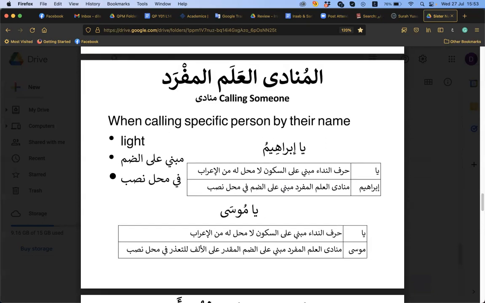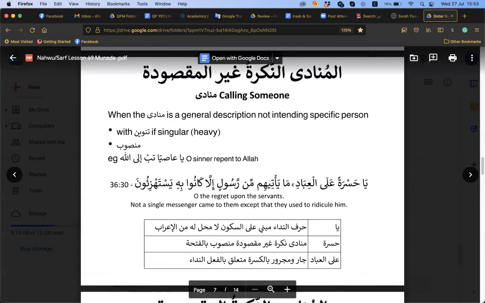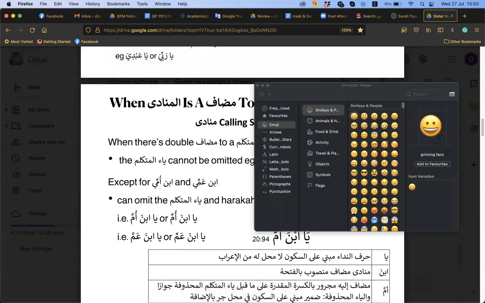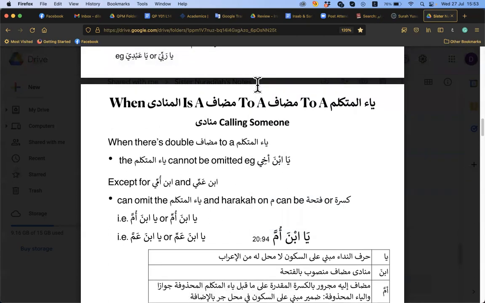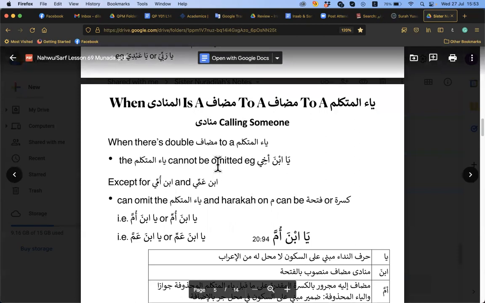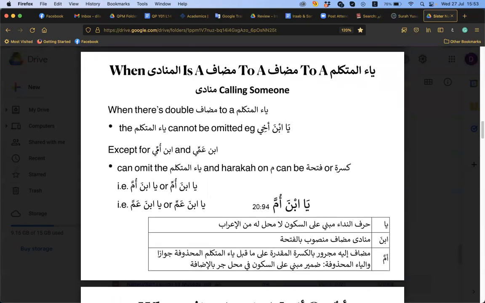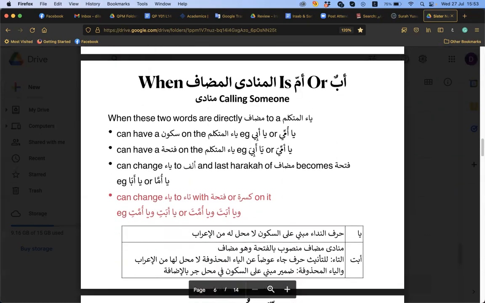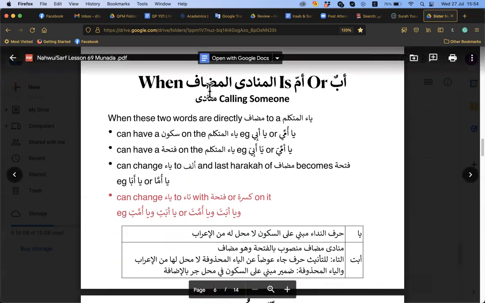But in this ayah, we have ya abati, which is a mudhaf actually, munada mudhaf. But it is a bit special. Here, when the munada mudhaf is ummi or abi, my mom or my father.